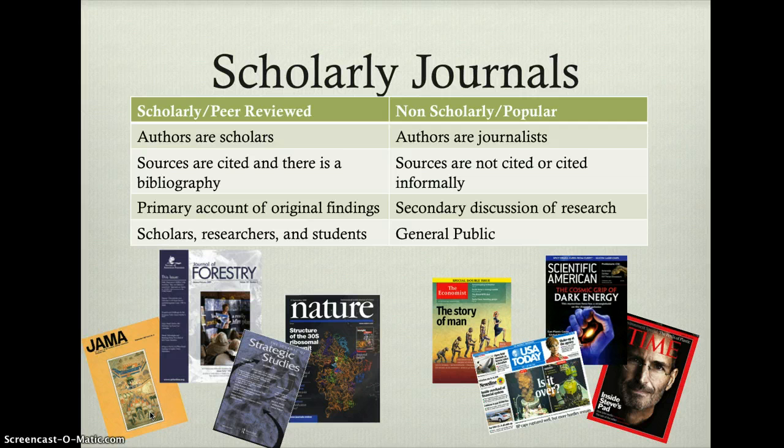So as you can see with this table, in a peer-reviewed journal, the authors are scholars, and in a popular journal, the authors are journalists. In peer-reviewed, generally you'll see a bibliography at the end of the article and the sources are cited. Another way that you can tell an article is a journal article is that they often have an abstract at the beginning of the article. In popular articles, you generally don't see a reference section, bibliography, or citations.